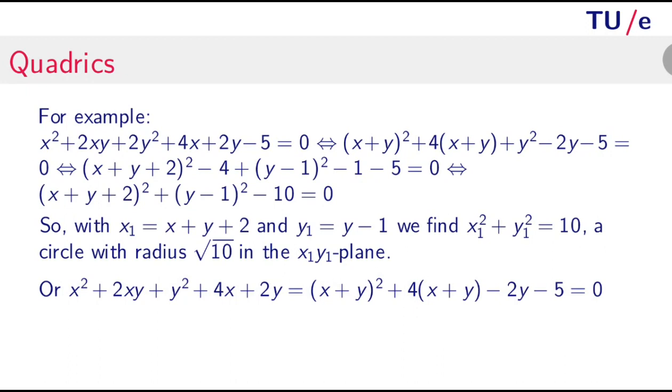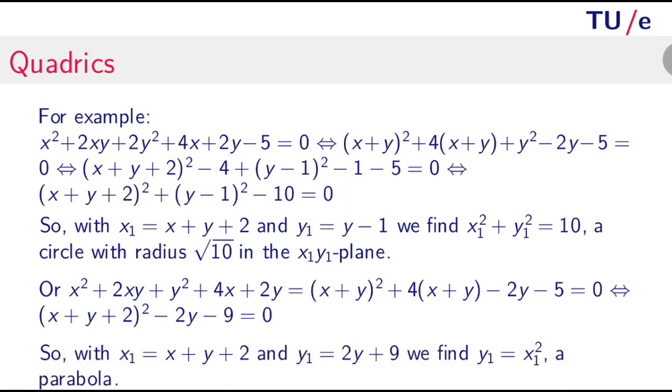Here is a second example. x squared plus 2xy plus y squared plus 4x plus 2y is equal to 0. Well, this can be rewritten to x plus y squared plus 4 times x plus y minus 2y is 0. And here we can use, again, completion of the square to find that this is x plus y plus 2 squared minus 2y minus 4 is 0. But now with x1 equal to x plus y plus 2 and y1 equal to 2y plus 4, we find y1 is equal to x1 squared, and we have found a parabola.